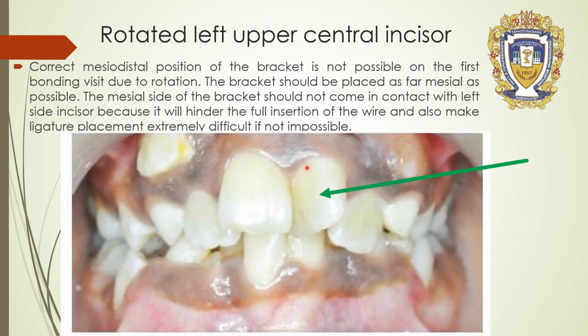Correct mesiodistal position of the bracket is not possible on the first bonding visit due to severe rotation. The bracket should be placed as far mesial as possible. The mesial side of the bracket should not come in contact with the left side incisor because it will hinder the full insertion of the wire and also make ligature placement extremely difficult, if not impossible.